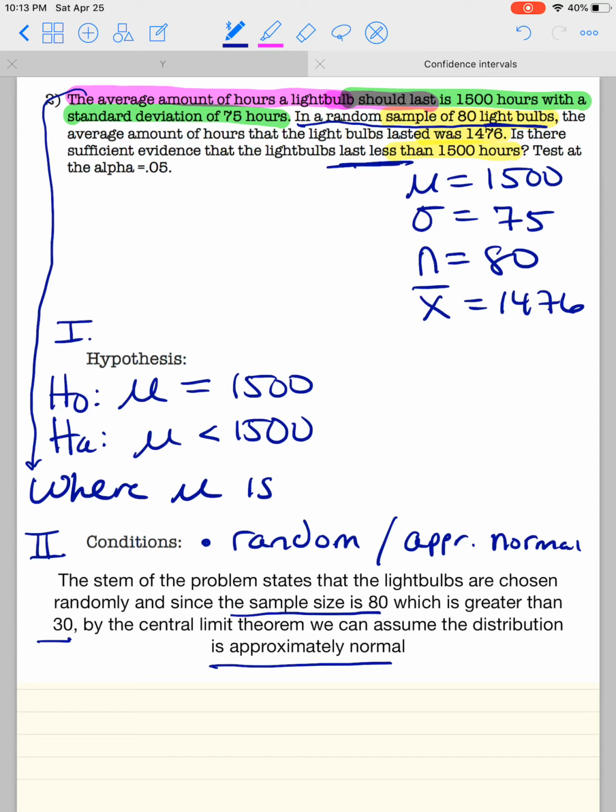In the first problem, n was 6. I wasn't able to use this because n was small, so the problem did tell us that it was normally distributed. In this problem, it doesn't tell you it's normally distributed, so you have to say that it's greater than 30. So that's step 2.